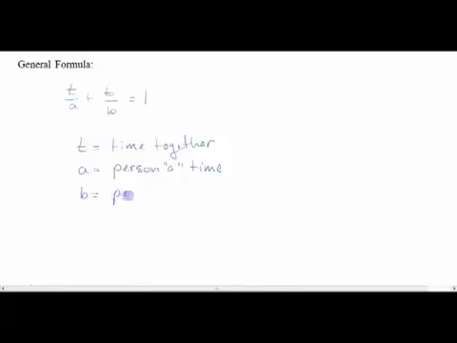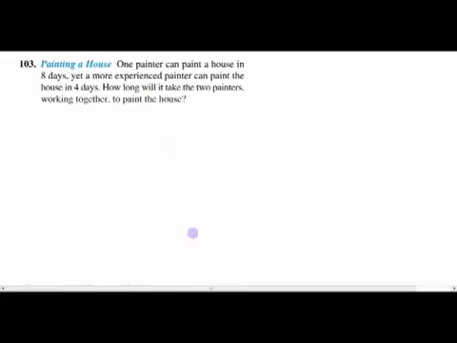A general formula is T/A plus T/B equals 1. T is the time spent working on the job together. A is person A's time. And B is person B's time. All you need to do is put the appropriate numbers in the formula and solve. Let's go back to our house painting problem.